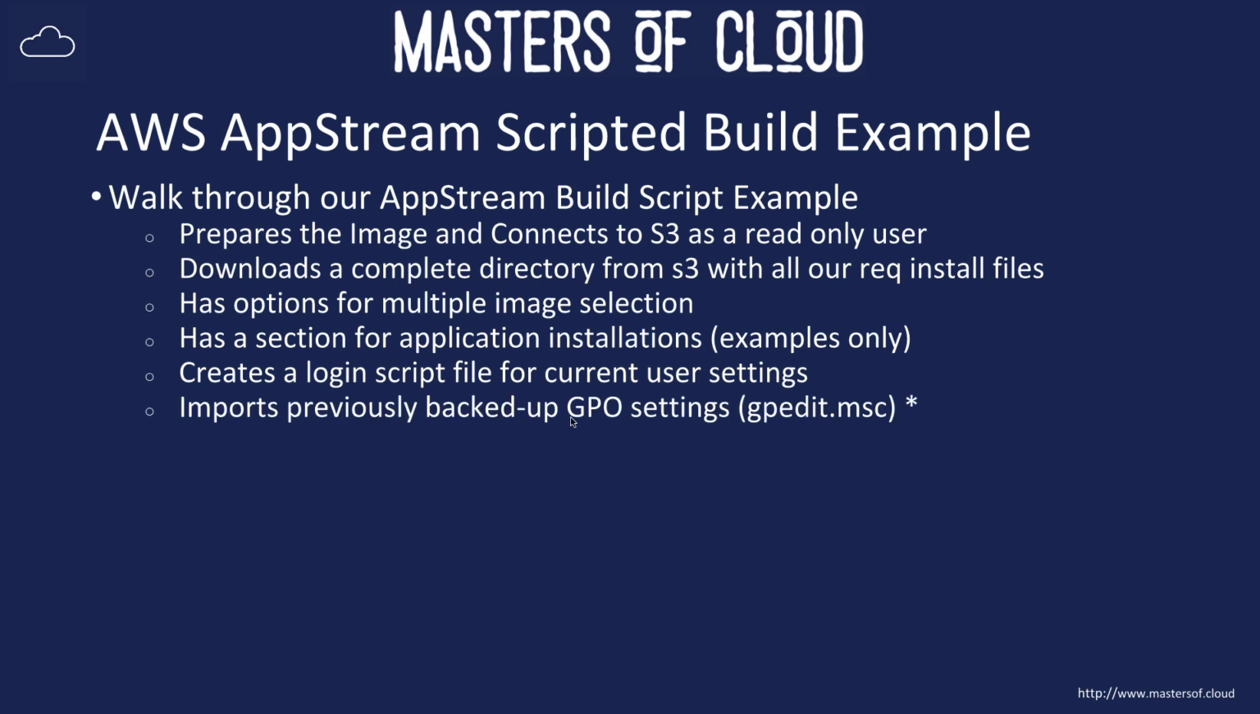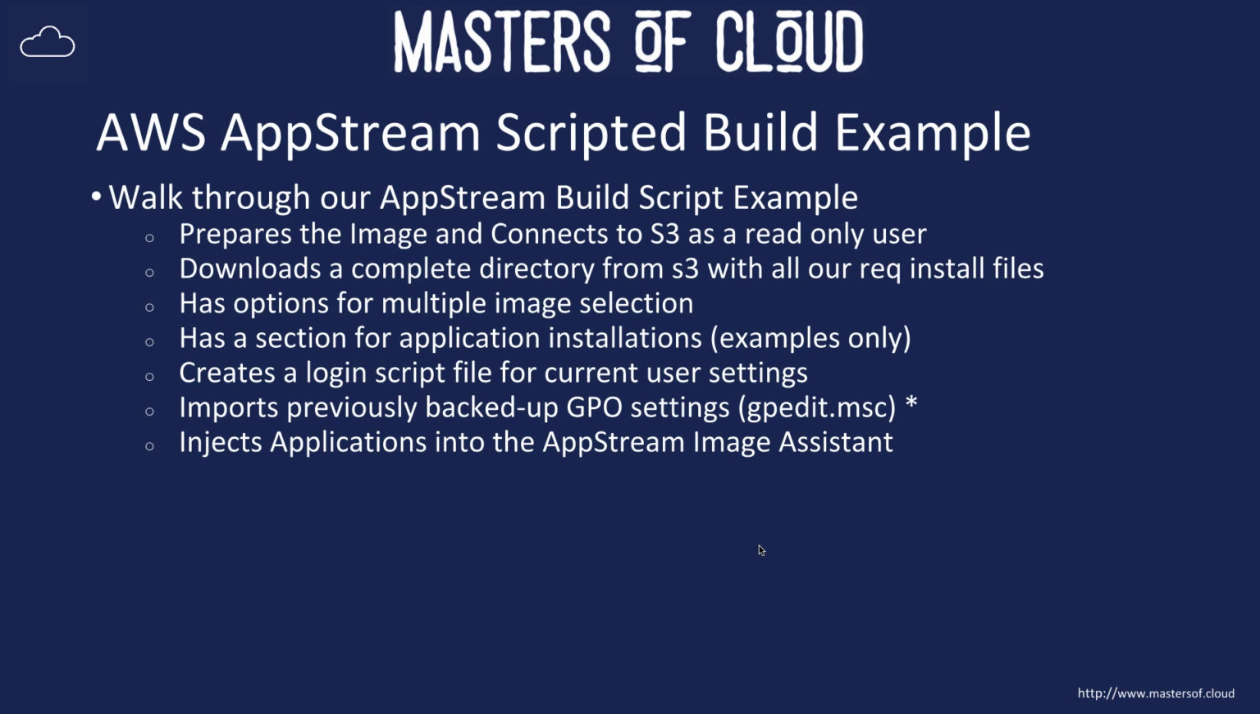It imports previously backed up GPO settings, and so anything you've applied to the machine or your image using GPEdit, you can export those settings as one big file, and then import all of those settings onto the machine. Now, that's not really relevant when you've got an image that's built or joined to the domain. It's really useful when you've got a machine or an image that's standalone. So the settings are there, and it shows you how to do that if and when you need to use it. It injects applications into the AppStream Image Assistant, and that's basically it in a nutshell.